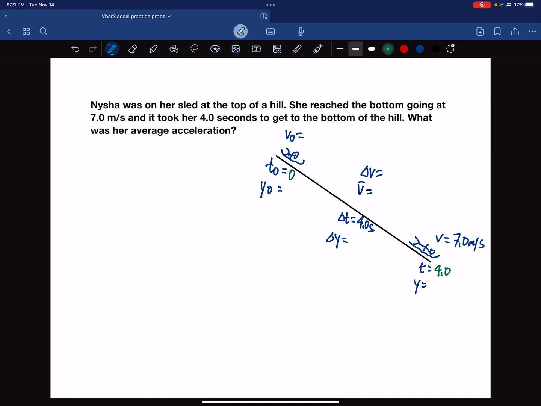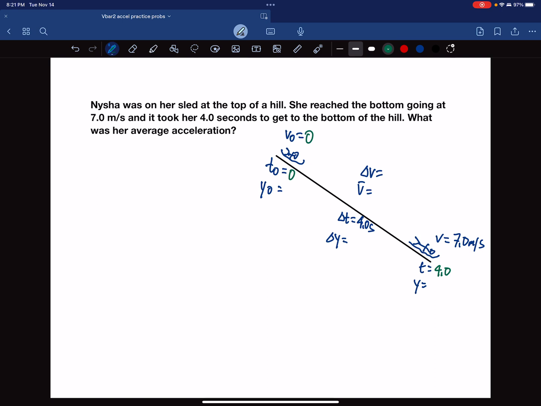Well, let's then look at the velocities. We're not told anything about the average velocity or the change in velocity. And what about the velocity in the beginning? Well, if she's at the top of the hill on her sled, the best estimate we might make, or the best assumption we might make, is that her velocity was 0 at the start.